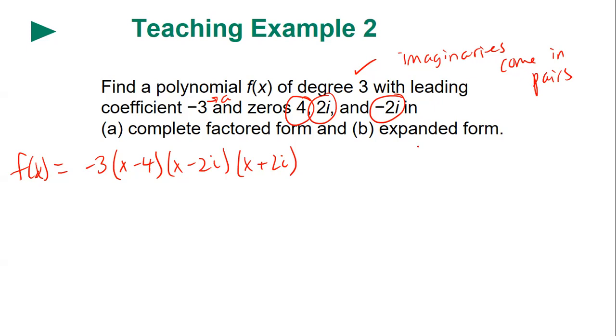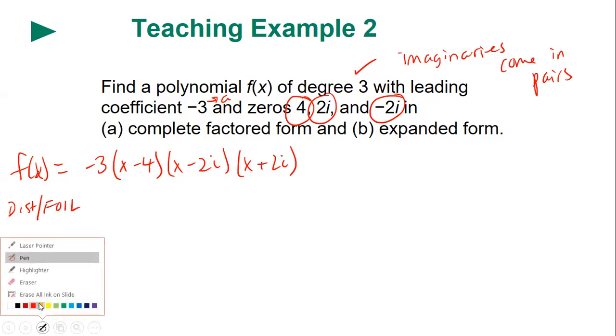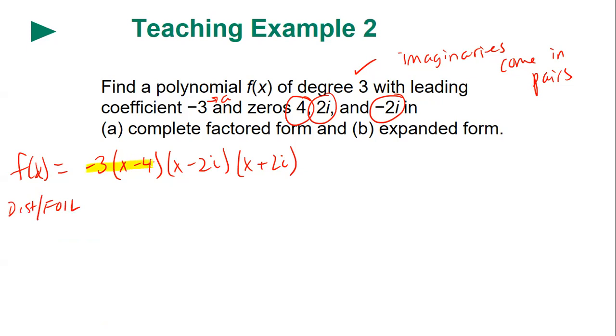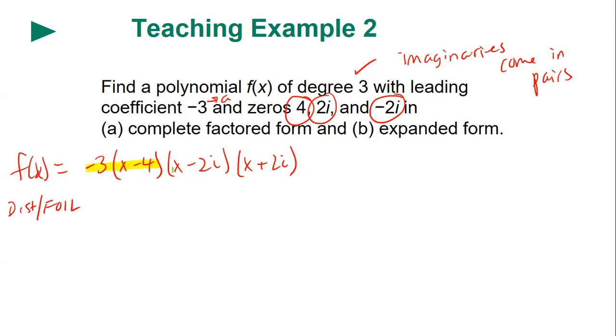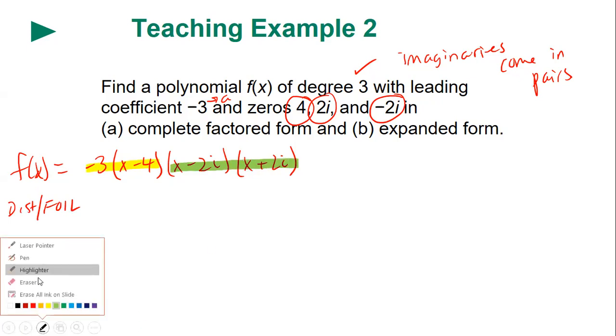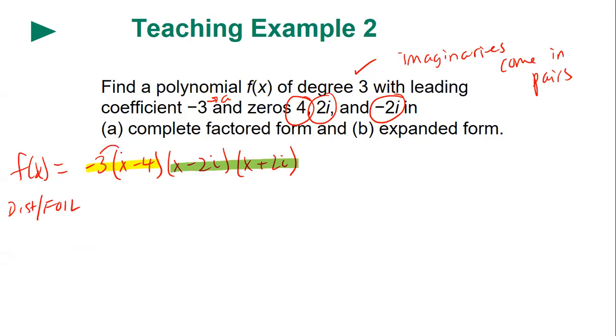Now it wants us to write it expanded. Expanded means to get rid of the i's, so where you don't see the i's. And the way we expand is you're going to distribute and FOIL. So I'm going to distribute with these two first, and I'm going to FOIL with these two. Does that make sense? Okay. So distributing, I now have -3x plus 12.